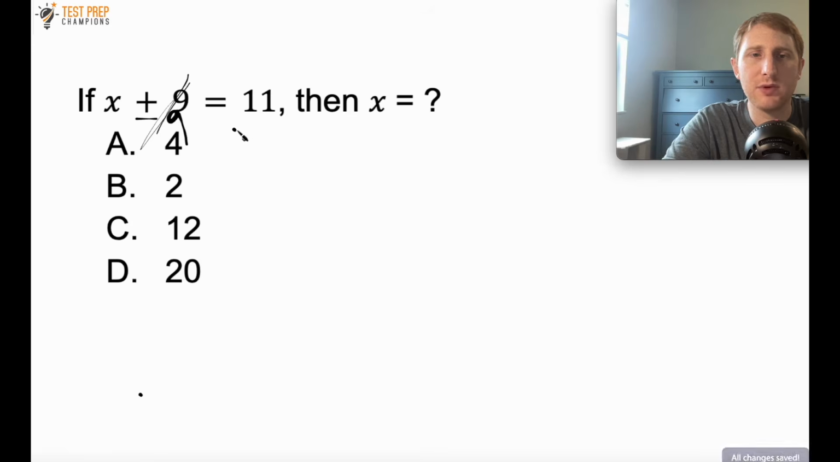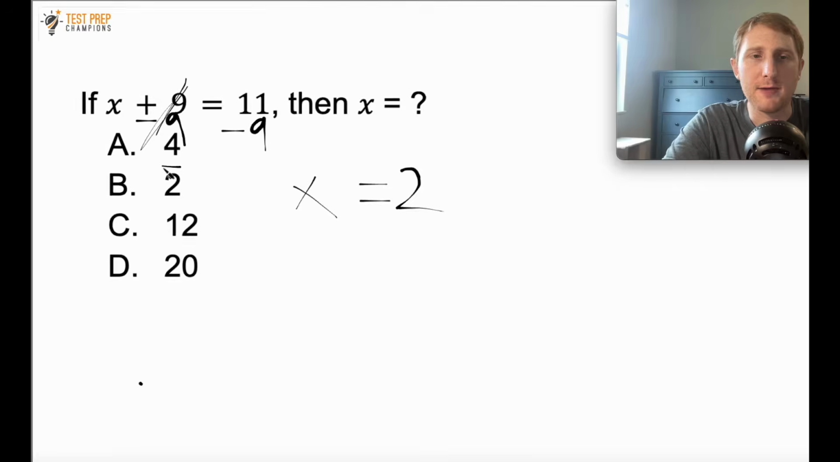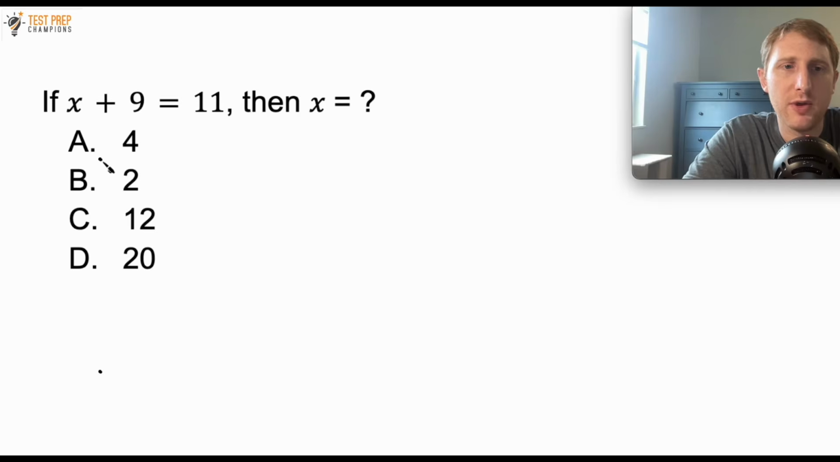But the rule is that whatever I do to one side, I also have to do to the other side as well. So we see that 11 minus 9 equals 2, and the final answer is x equals 2, or B.